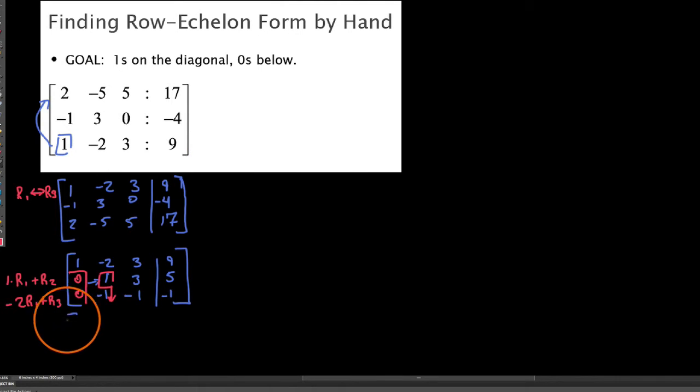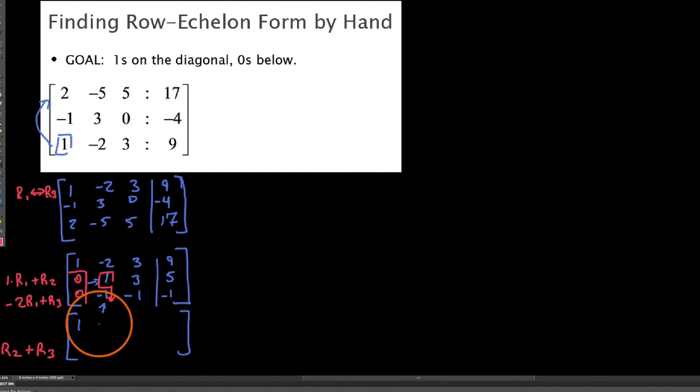So I'm going to say, well, what would I take times this 1 to add on to this -1 to get it to cancel out? And I notice that they're already opposites. If I were to take the second row times 1, which is the opposite of -1, and add it to row 3, this row 3 would have a 0 here going forward. So that row operation would just basically be row 2 plus row 3, which gives me a 0 here.